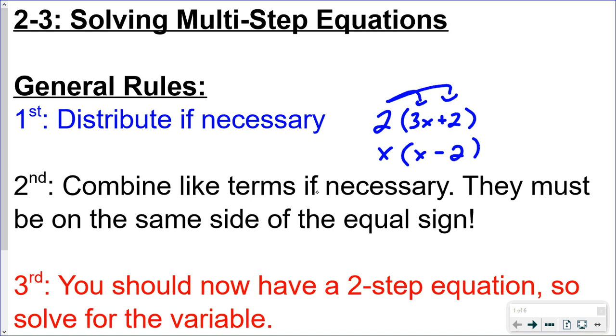Now the key thing with combining like terms is they have to be on the same side of the equal sign. So if you had something like this, 3 plus 2x equals 8. 3 and 8 are like terms, but you can't combine those together because one's on the left side of the equal sign, the other one's on the right. But these x's you could combine together because they're on the same side of the equal sign. So we could combine those together to make 4x plus 3 equals 8. To combine like terms, they have to be on the same side of the equal sign. They could be on the left or they could be on the right.